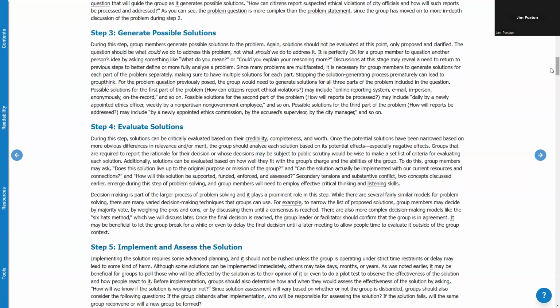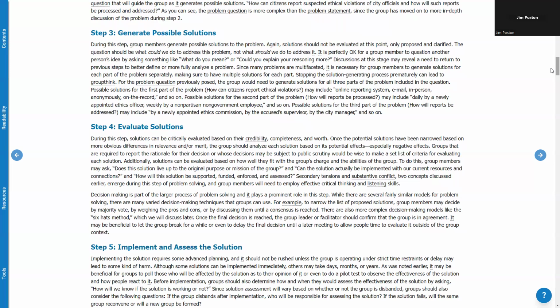Possible solutions for the second part of the problem: how will reports be processed? May include daily by a newly appointed ethics officer, weekly by a nonpartisan non-government employee, and so on. Possible solutions for the third part of the problem: how will reports be addressed? May include by a newly appointed ethics commission, by the accused's supervisor, by the city manager, and so on.